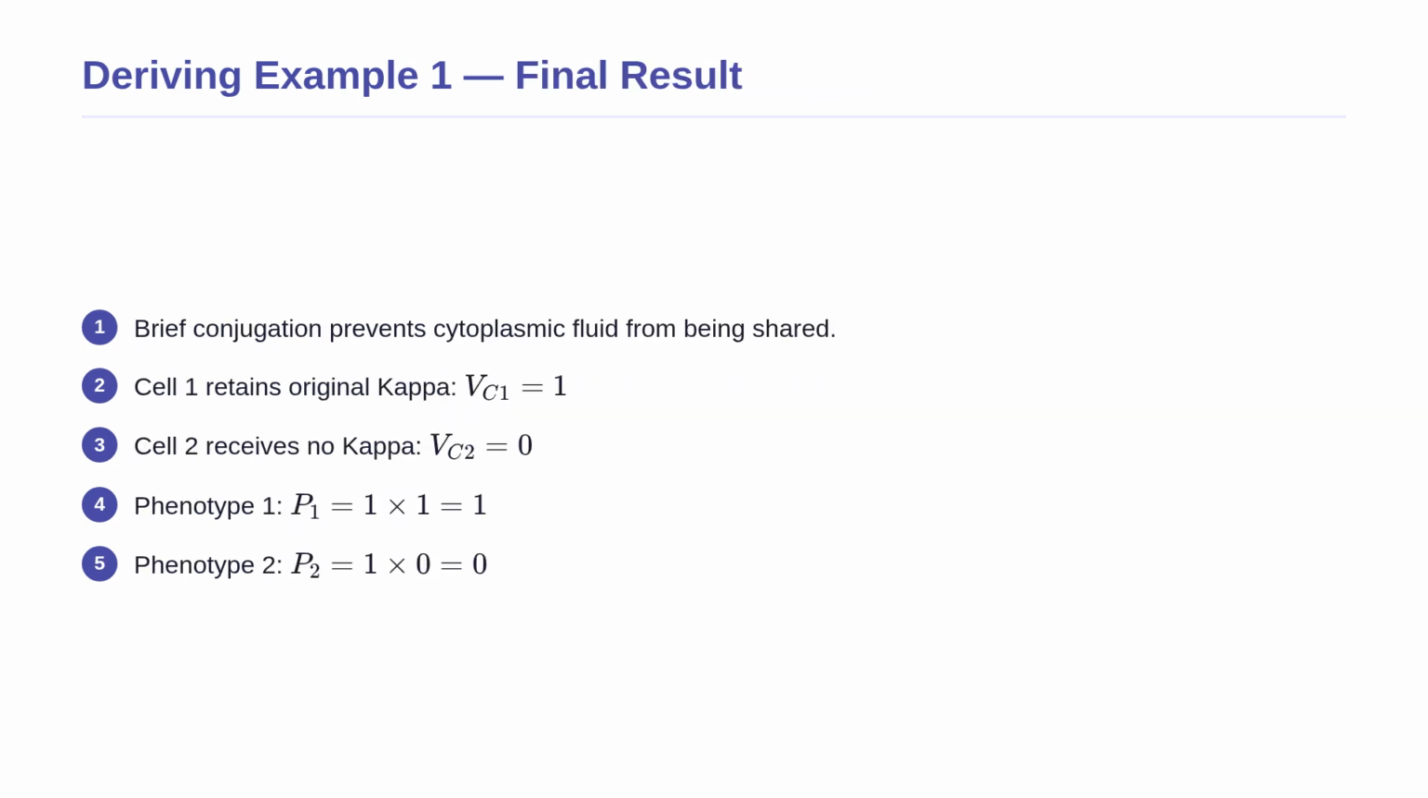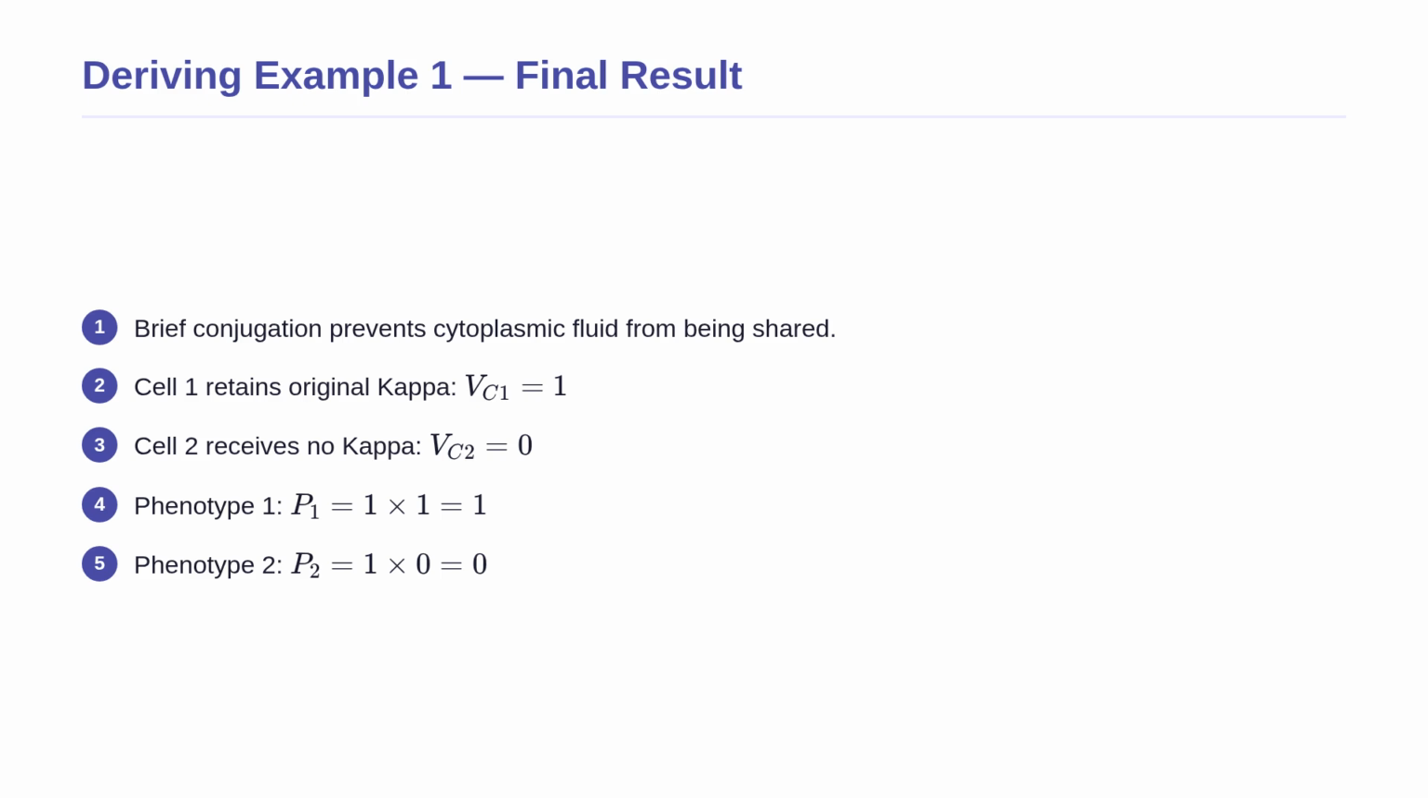Moving to the next step of our proof, we must look at the cytoplasm. Because the conjugation is brief, the cells do not share any of their cytoplasmic fluid. The first X conjugant retains its original kappa particles, so its cytoplasmic value is 1. The second X conjugant receives no cytoplasm, so its value remains 0.